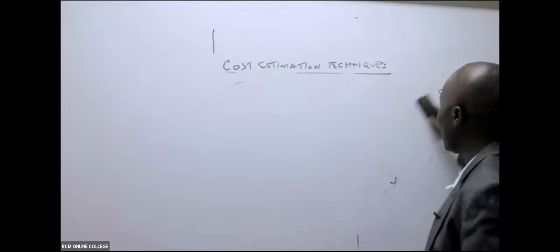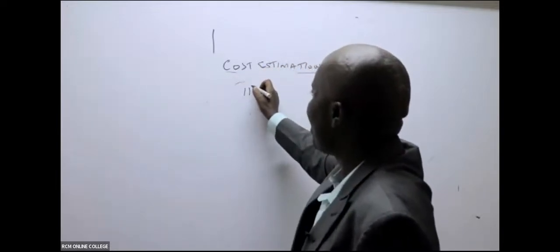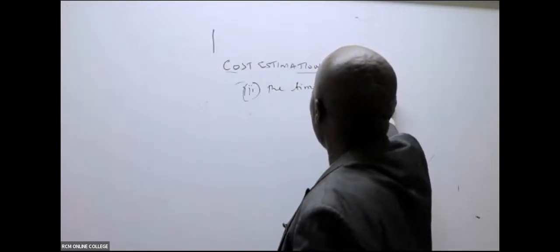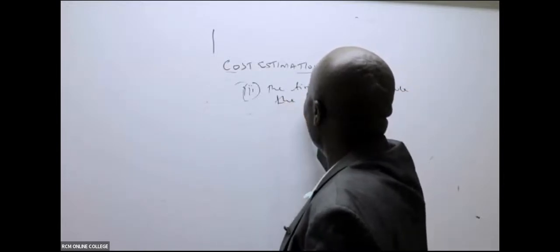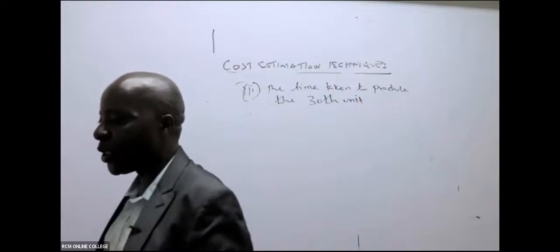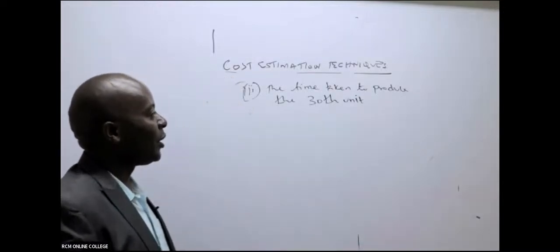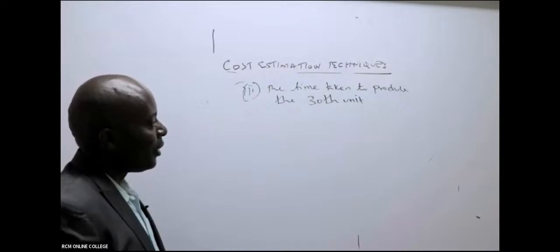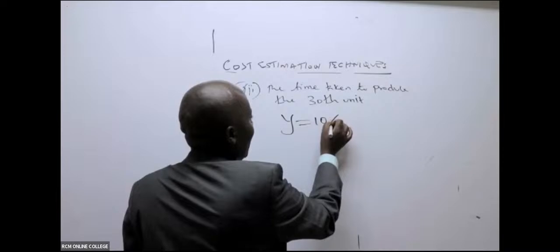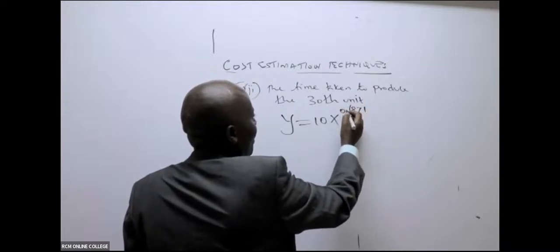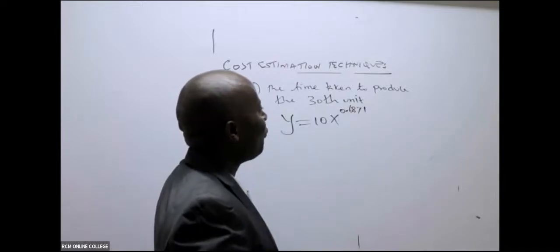Now, still on this, the very last question. From that same illustration, what if in number 3 they wanted you to give them the time taken to produce the 30th unit? Remember, let me just remind you the equation. Our equation here is y equals 10x raised to 0.6871. Remember, this is the equation. And then they want us to give them the time for producing the 30th unit.